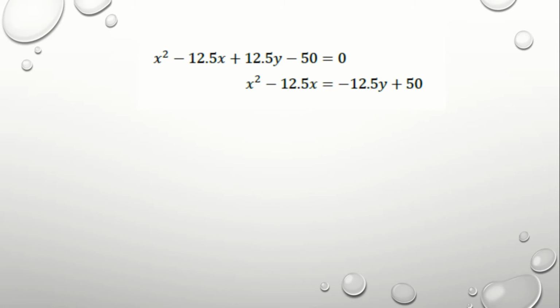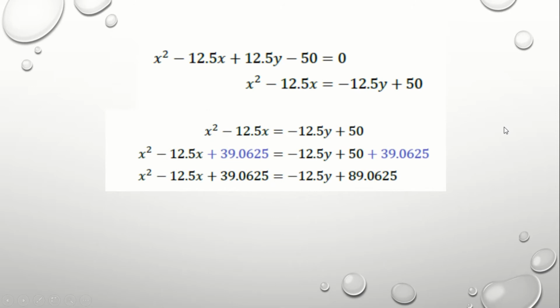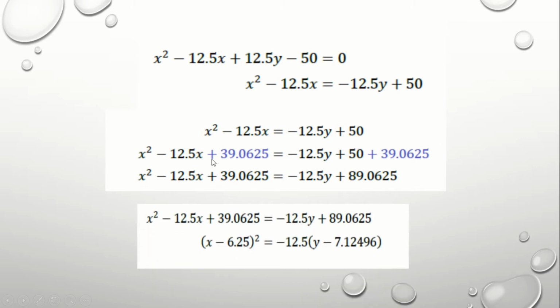Next, since the given is in general form, we need to make it into standard form. To do that, we need to complete the square. So, plus blank. Here it is 39.0625. But how did we come up with that?